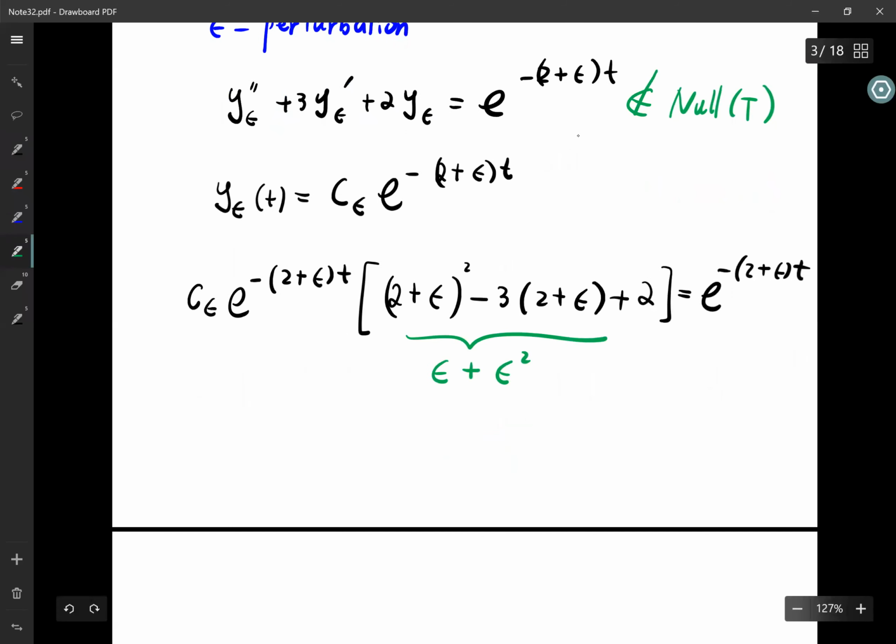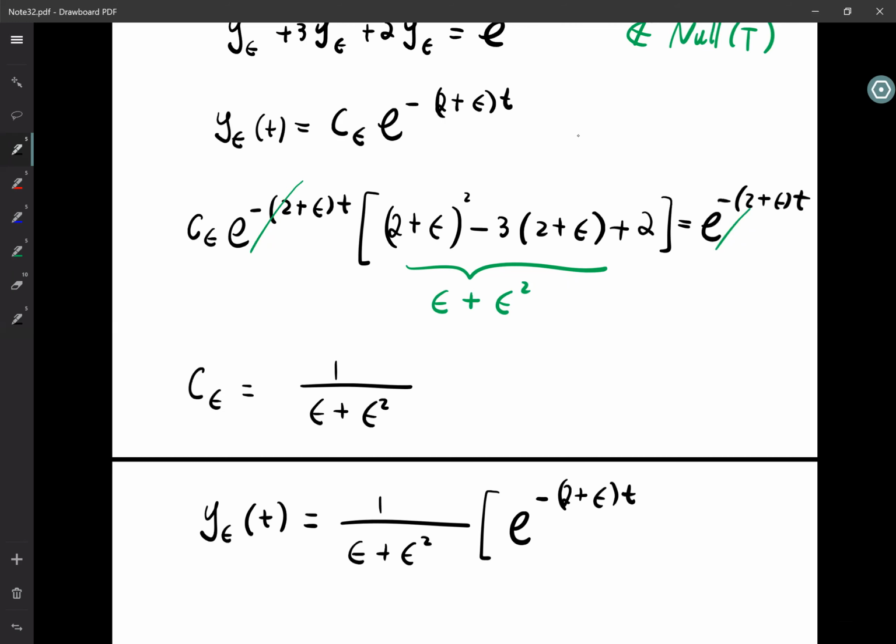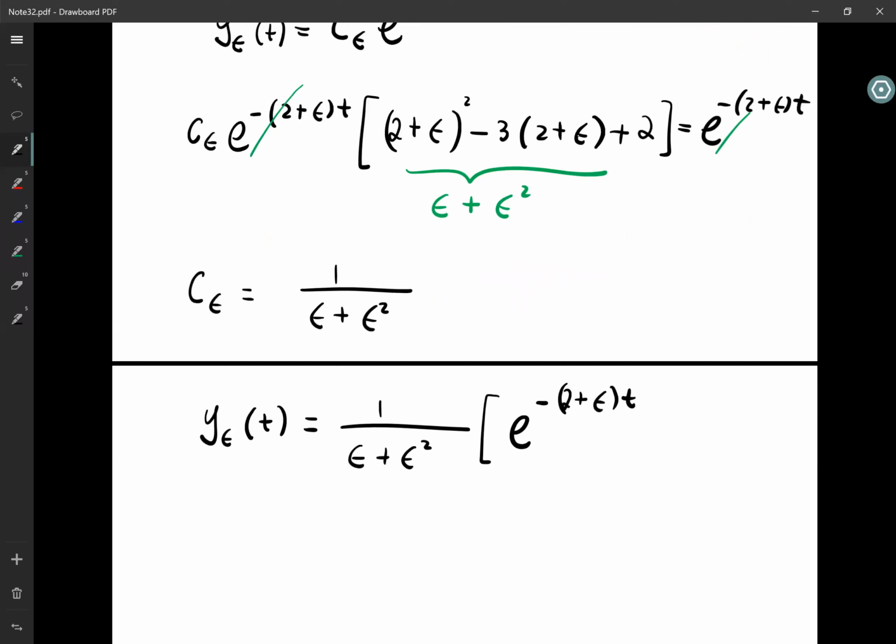Okay, so these two cancel, and we get C epsilon is 1 over epsilon plus epsilon squared. So we get a really weird solution, which is 1 over epsilon plus epsilon squared times exponential of minus 2 plus epsilon t. If I take epsilon equal to 0, it blows up, because this is a constant and this one is going to infinity, so that's not good. So any suggestion what I can do at this point so that I can take a limit epsilon equal to 0 in a meaningful way?